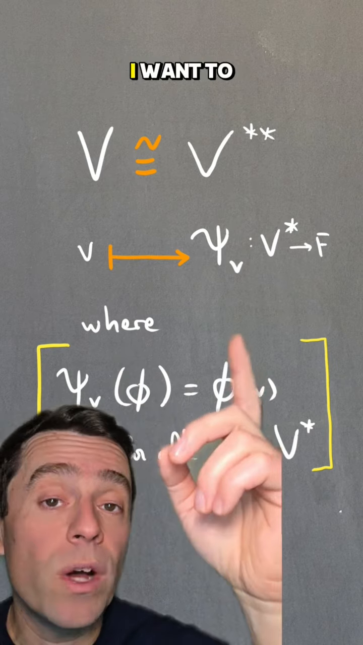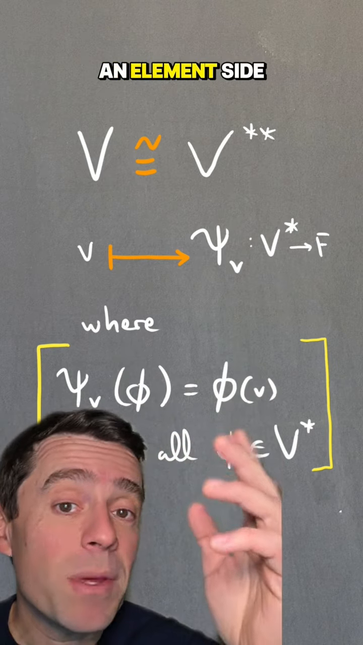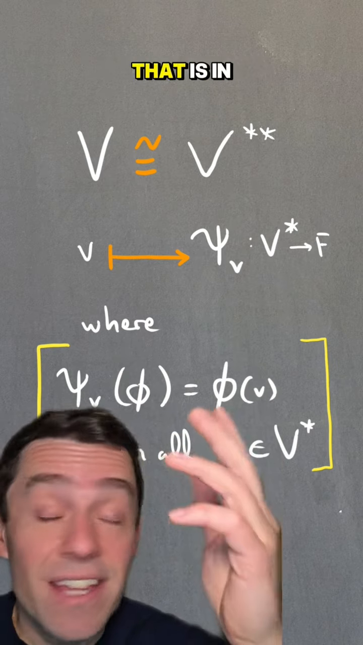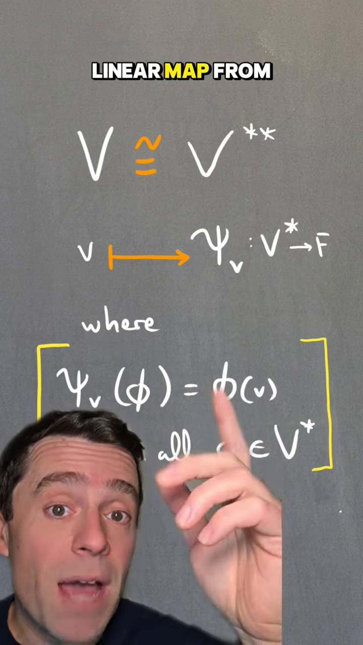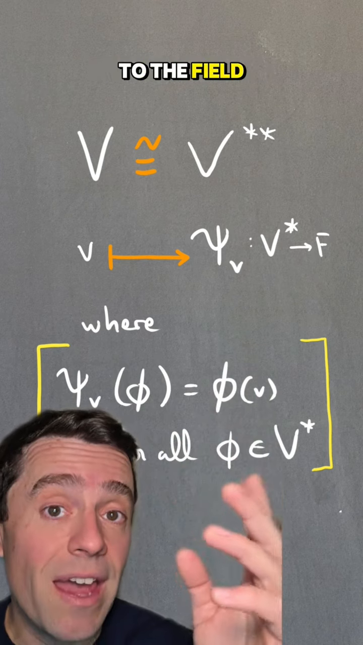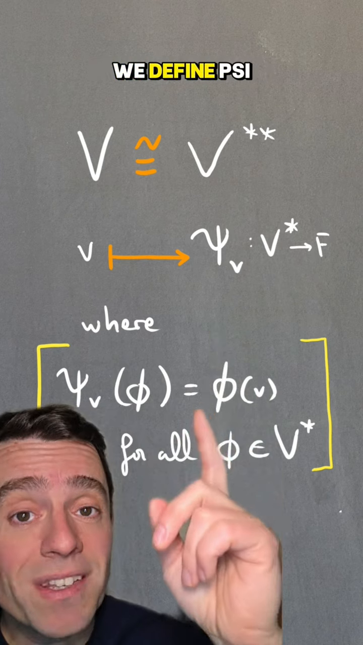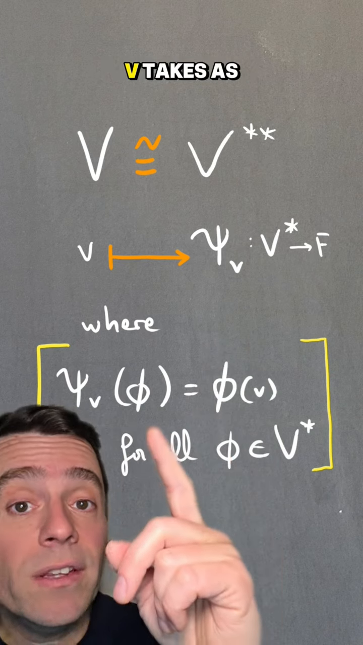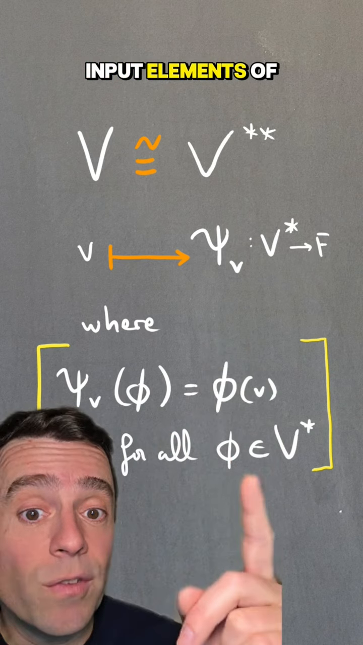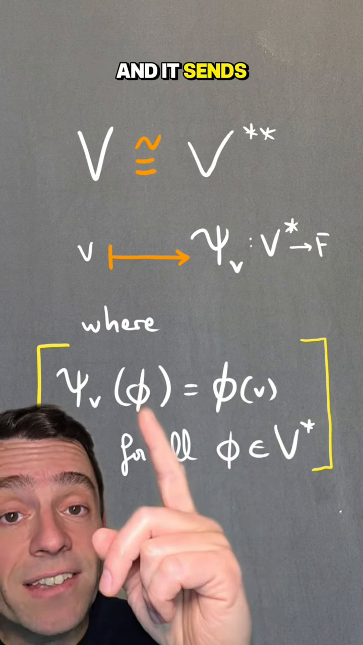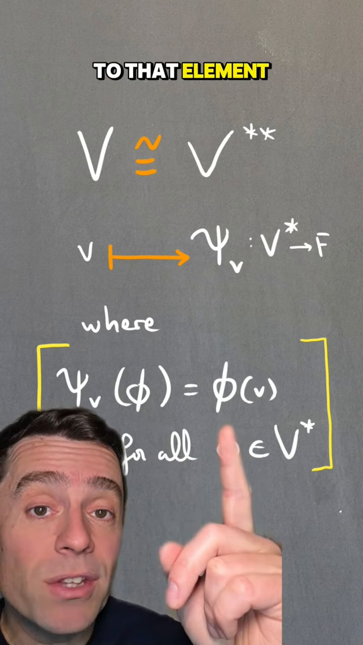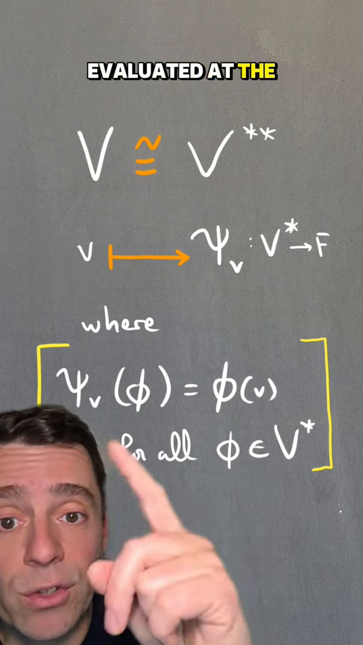The isomorphism between the vector space V and its double dual is defined as follows. For every V, I want to map it to an element psi of V that is in the double dual. So it's a linear map from the dual space to the field F. And how do we define psi of V? Well, psi of V takes as input elements of the dual space, and it sends an element of the dual space to that element of the dual space evaluated at the vector V.